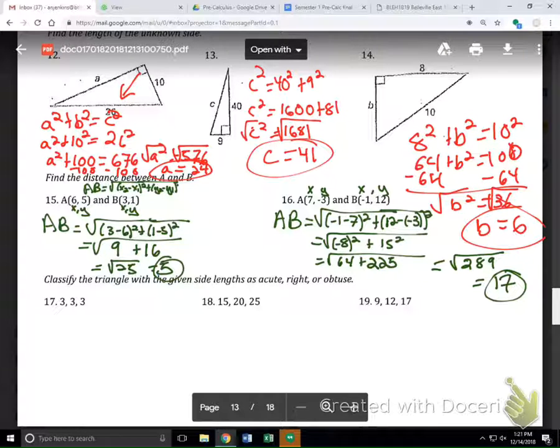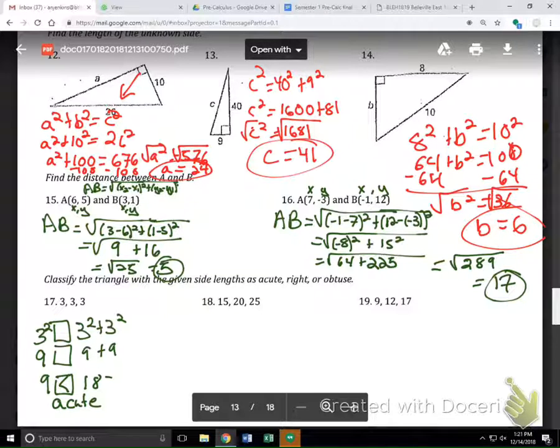So here, remember you pick your biggest side. Our first one, we don't have a biggest side. They're all 3. So we end up with 3 squared, box, 3 squared plus 3 squared. 3 squared is 9, box, 9 plus 9. We end up with 9, box, 18. Is 9 greater than, less than, or equal to 18? Okay, and so we say that is what? Acute.